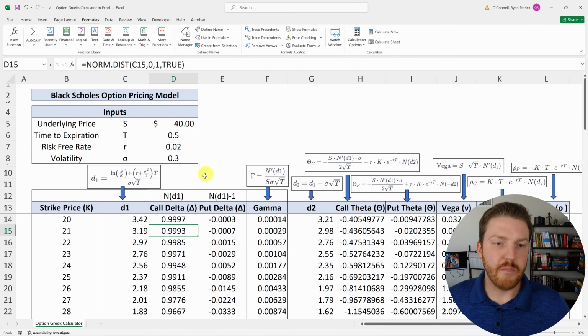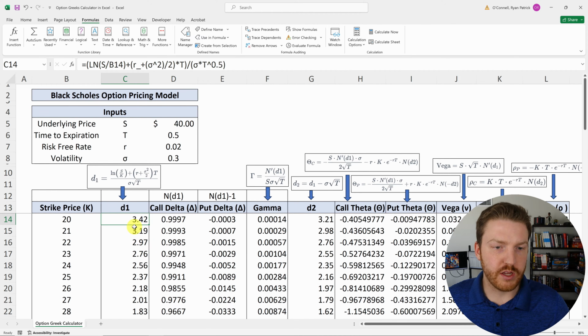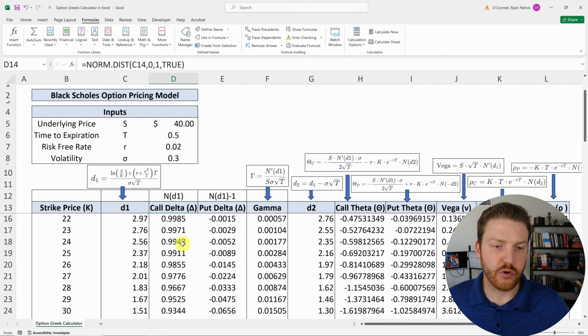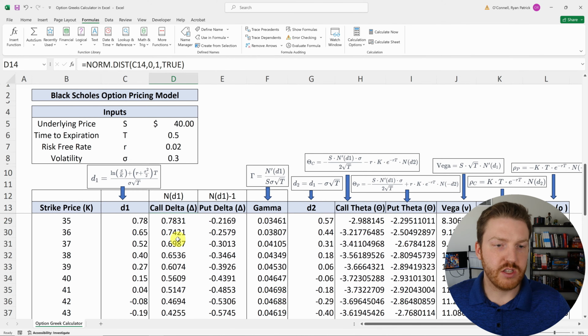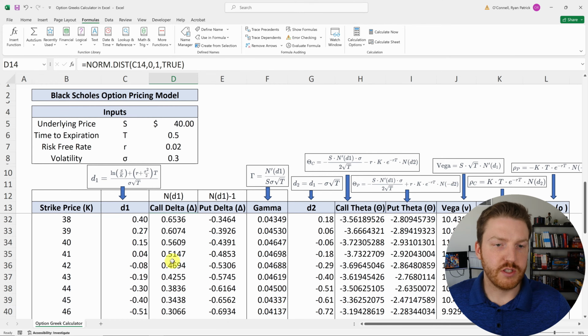Now let's just make a little bit of sense of what all these call deltas mean. So as D1 increases, you're going to see that call delta also increases. As we go down and D1 approaches 0, we should see call delta be around 50%.